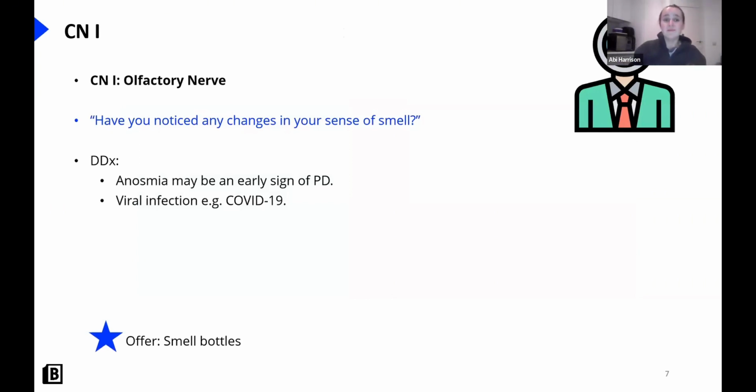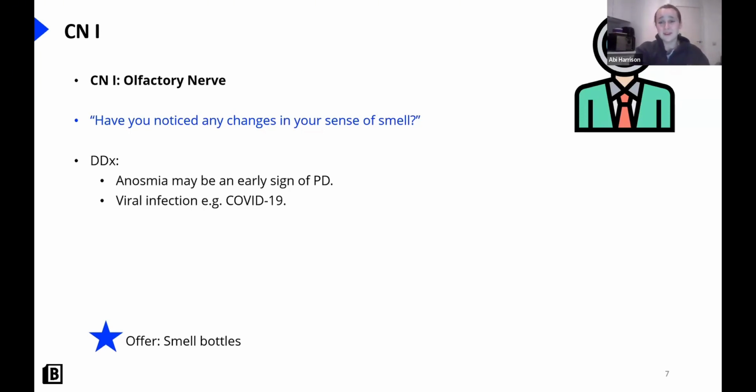So cranial nerve 1 is your olfactory nerve, which is a sensory nerve, and it's responsible for your sense of smell. So a really quick screen for this is just to ask a patient, have you noticed any change in your sense of smell? More formally, you can see at the bottom with the star, you can offer smell bottles. So these are different scents in bottles that you would offer to the patient to smell with each one nostril at a time. I've never seen this done in an OSCE, but it's quite a nice thing to offer.